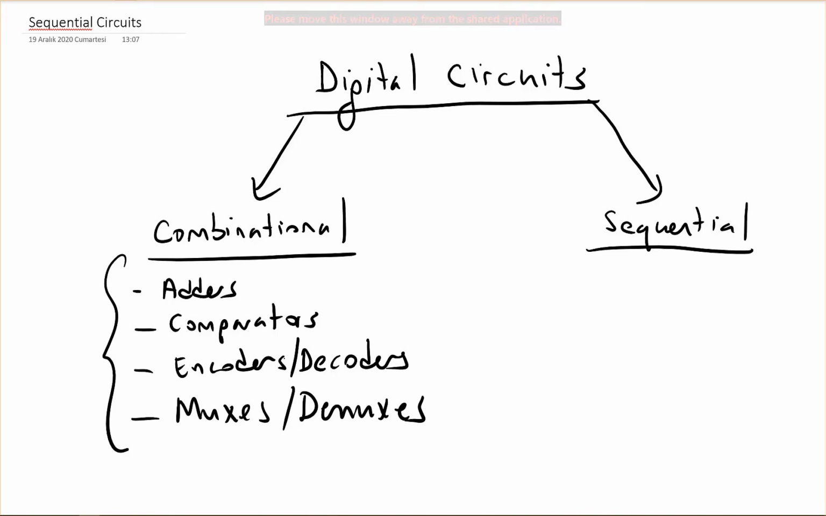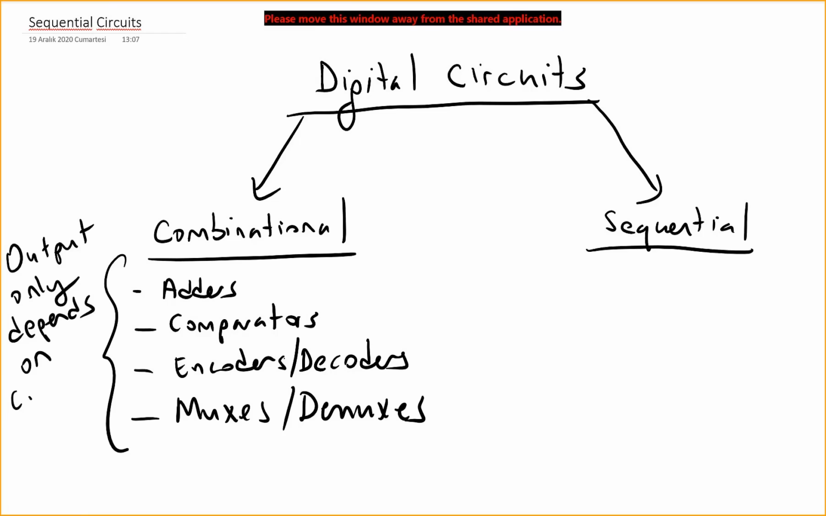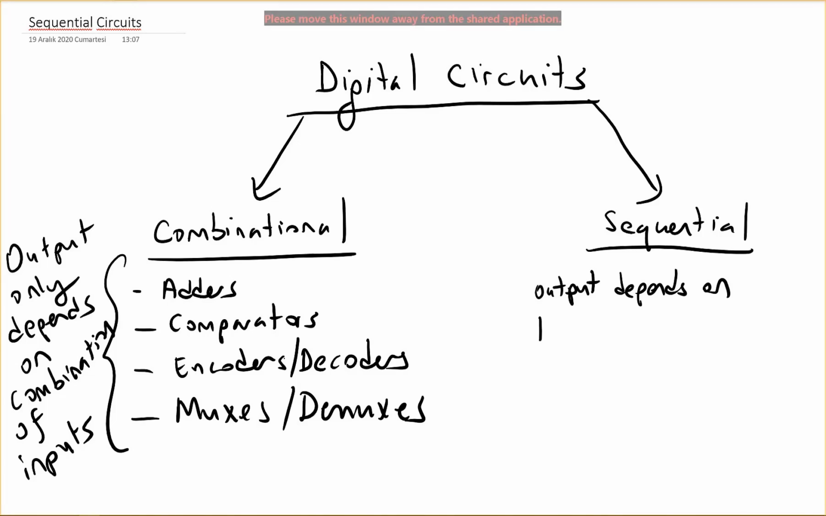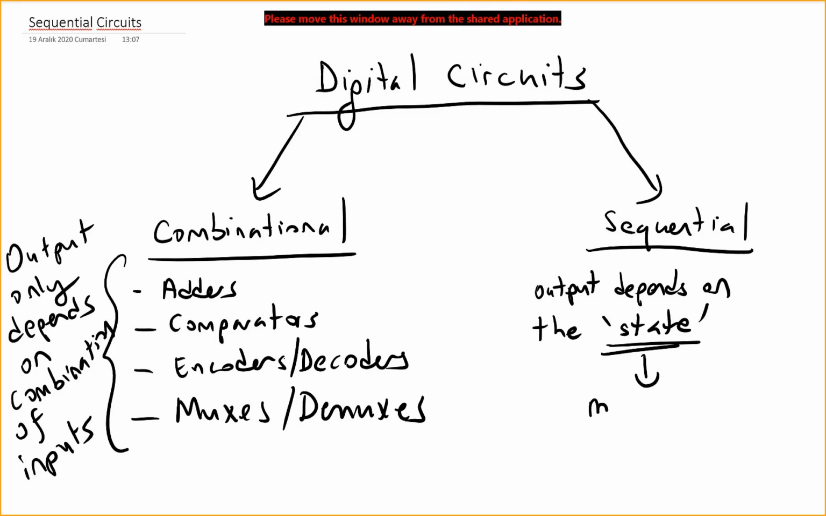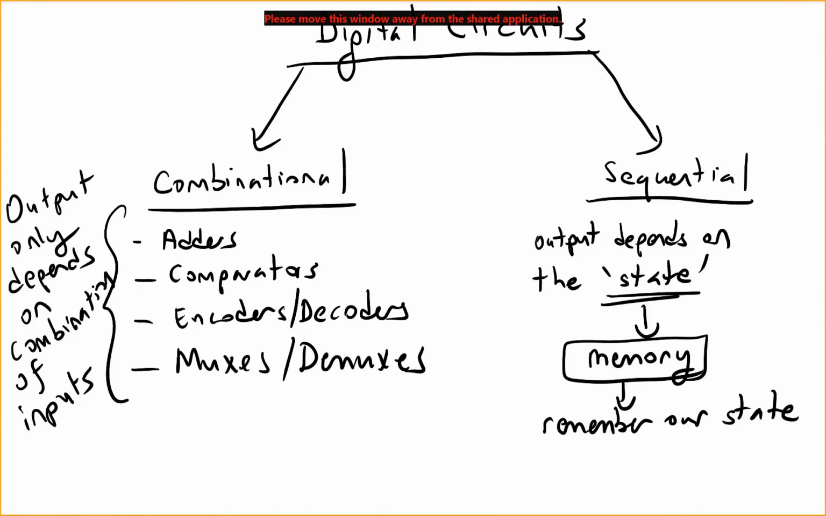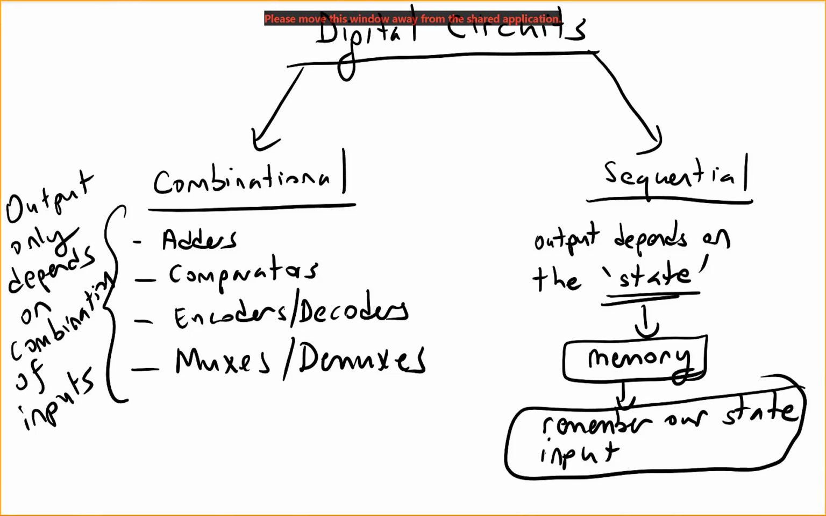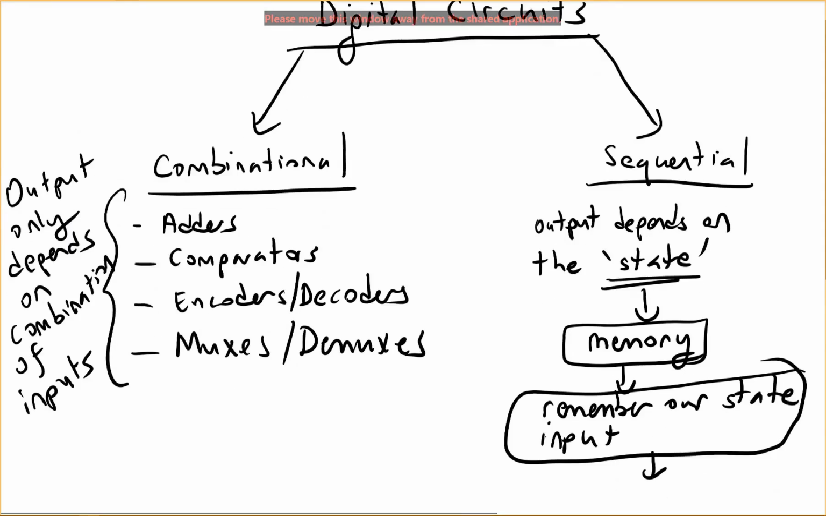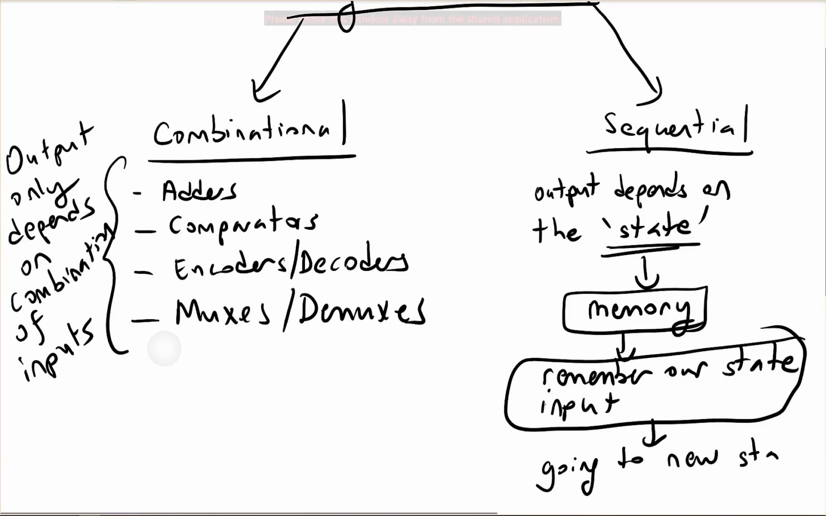In these cases, output only depends on the combination of inputs. But in the sequential case, the output depends on the state. So we have some state and then the output depends on this state. When you say state, our circuit needs to have some kind of memory. It needs to remember, okay? So we need to remember our state, and based on this state and inputs we will be changing our states. Together, our state and inputs give us a new state. We will be going to a new state, okay?